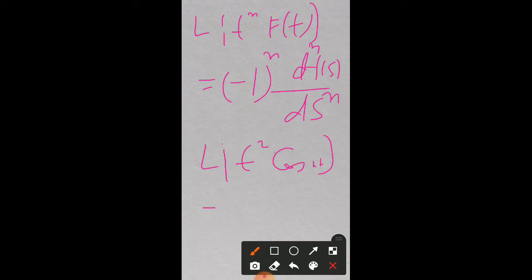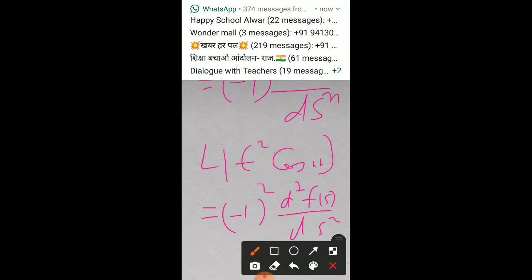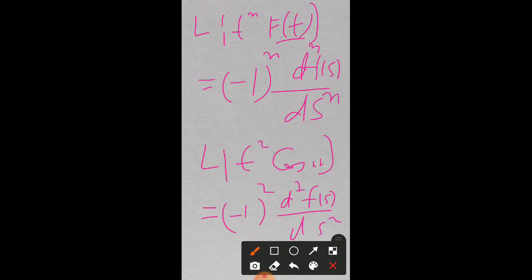is equal to minus 1 whole square d2 F(s) upon ds square. Here simply in place of f(t) we are writing cos at. In place of this n, power is 2. So with the help of this relation we can write this thing.